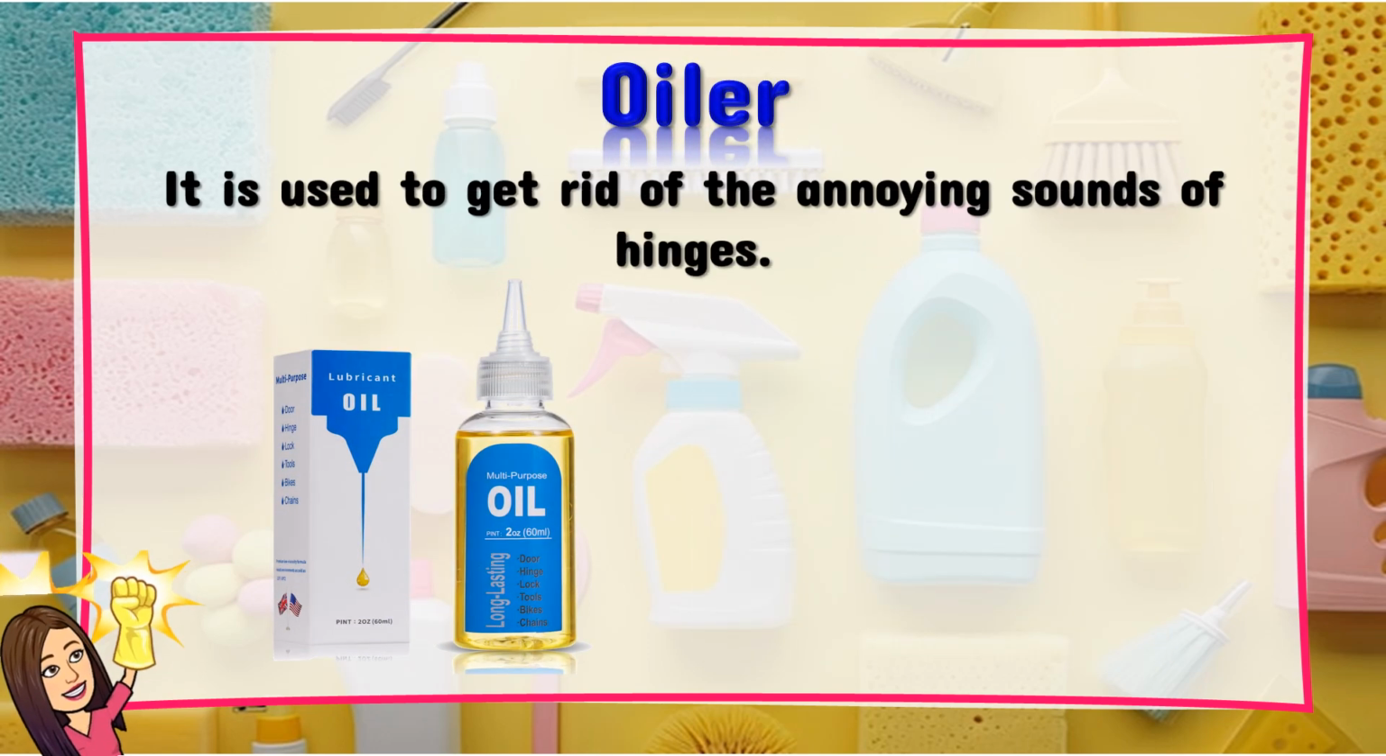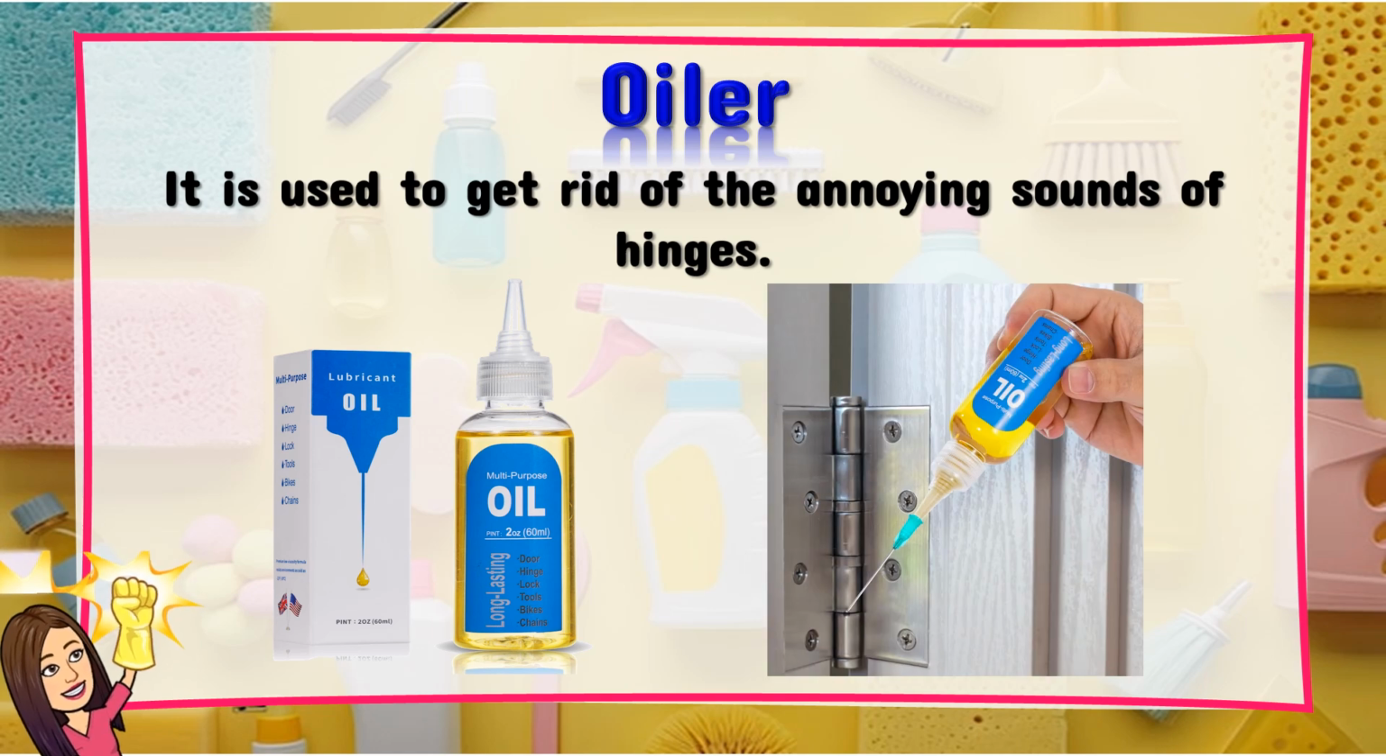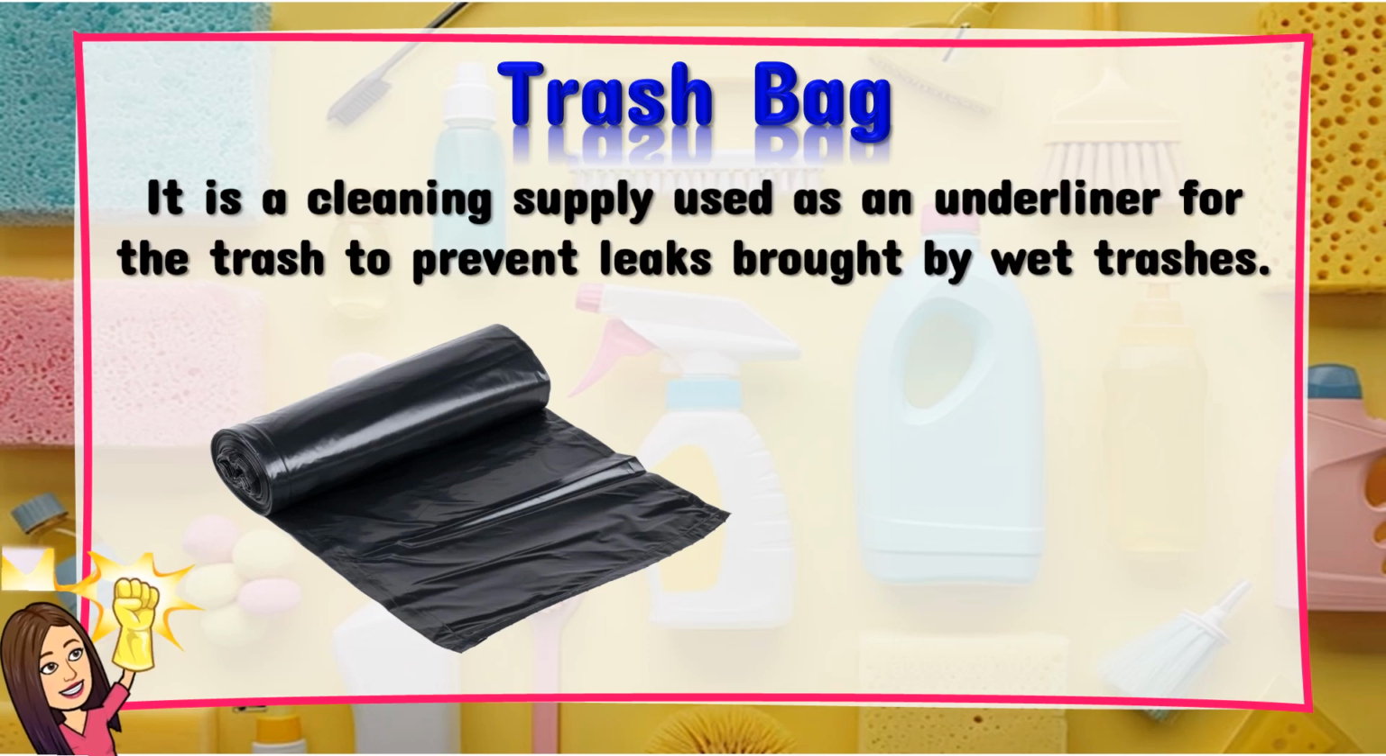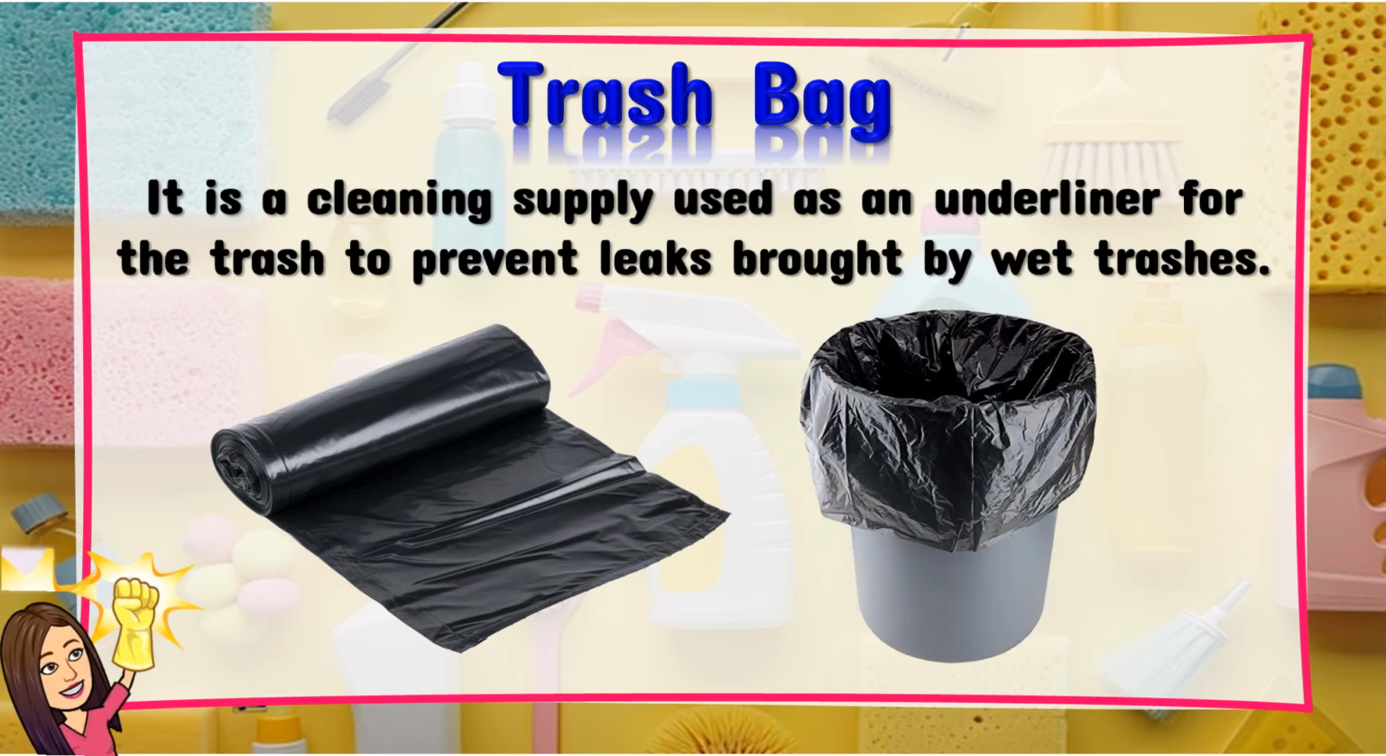Oiler. It is used to get rid of the annoying sounds of hinges. Trash bag. It is a cleaning supply used as an underliner for the trash to prevent leaks brought by wet trashes.